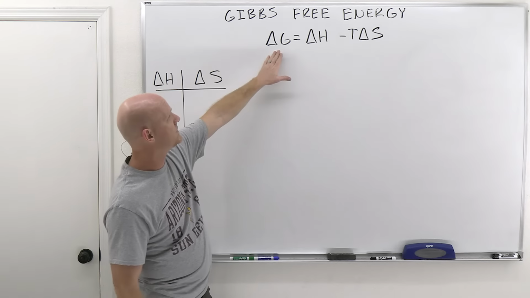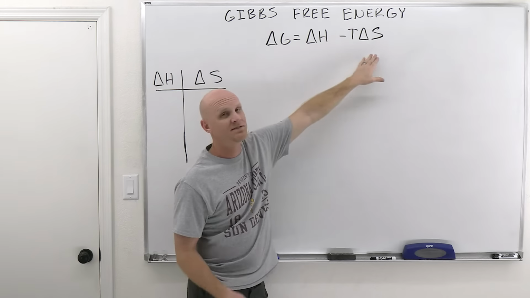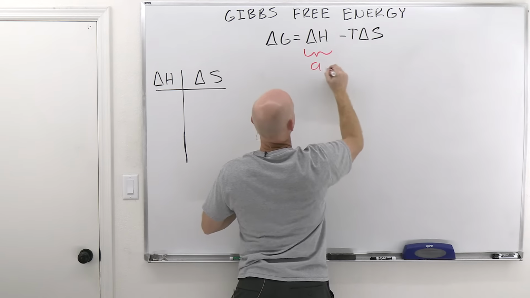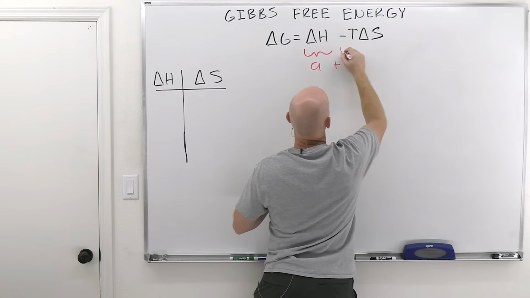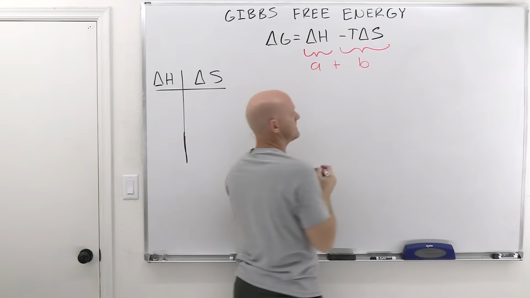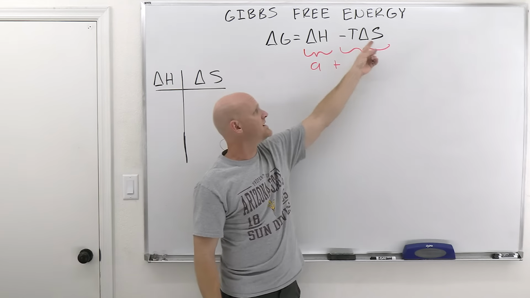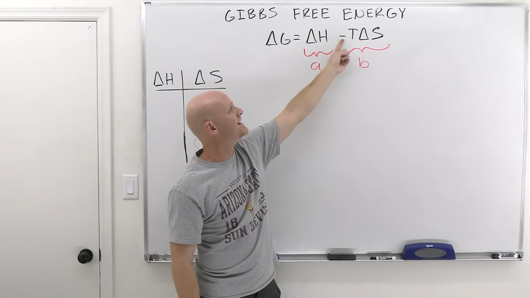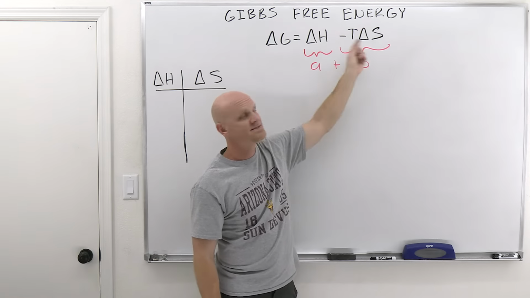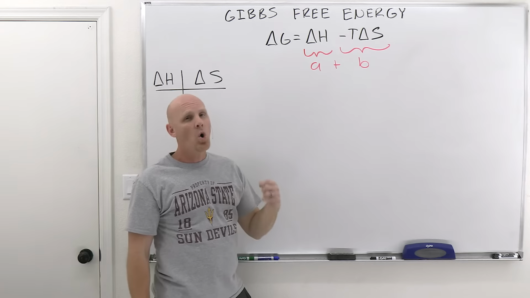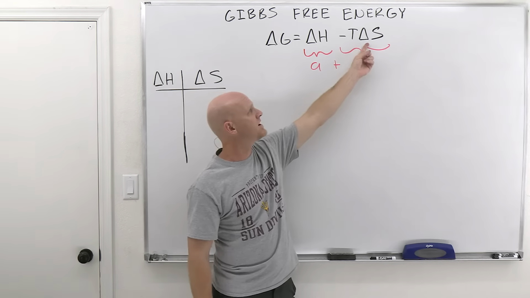And so when we take a look at this, delta G equals delta H minus T delta S, we're going to look at this as A plus B, where A is simply delta H. But B is not simply delta S. It's this entire second term, including the negative sign. It's negative T delta S. And what you should realize about this second term here is that it's always going to have the opposite sign of whatever delta S is.